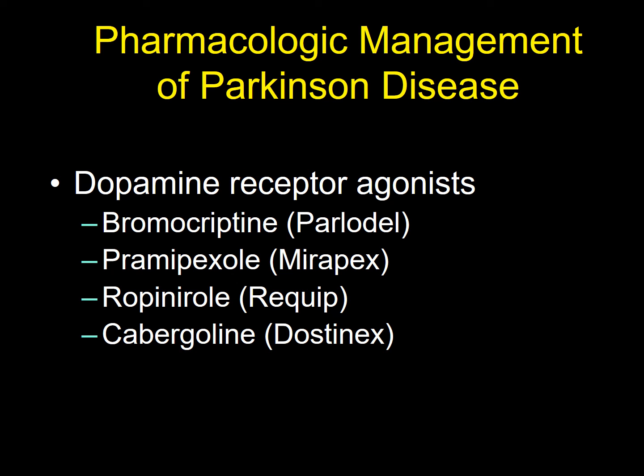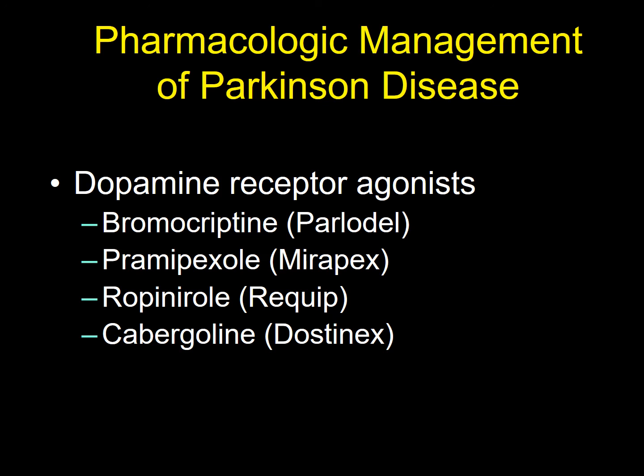Another class of drug that we use to manage Parkinson's disease are dopamine receptor agonists. These are dopamine mimetics. These are like fake dopamine. Sinemet is real dopamine. Levodopa breaks down into dopamine. These dopamine receptor agonists aren't actual dopamine. They're a compound that acts like dopamine, and they act like dopamine in that functional area of the brain.